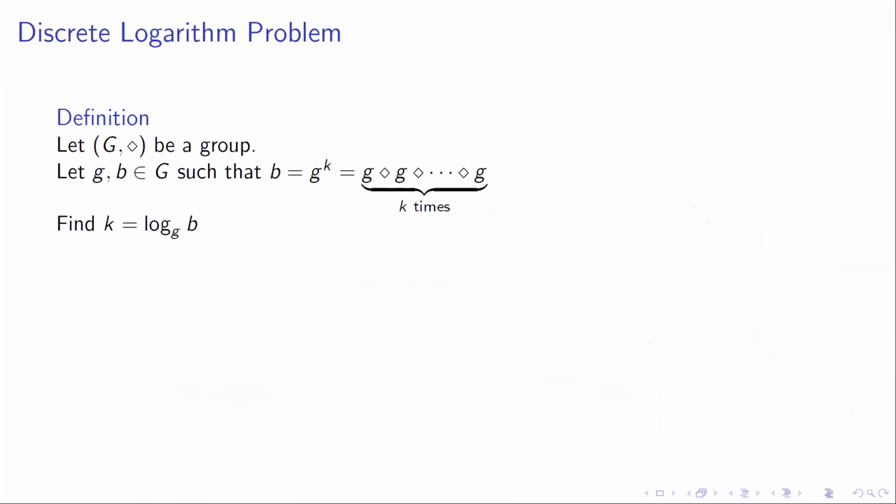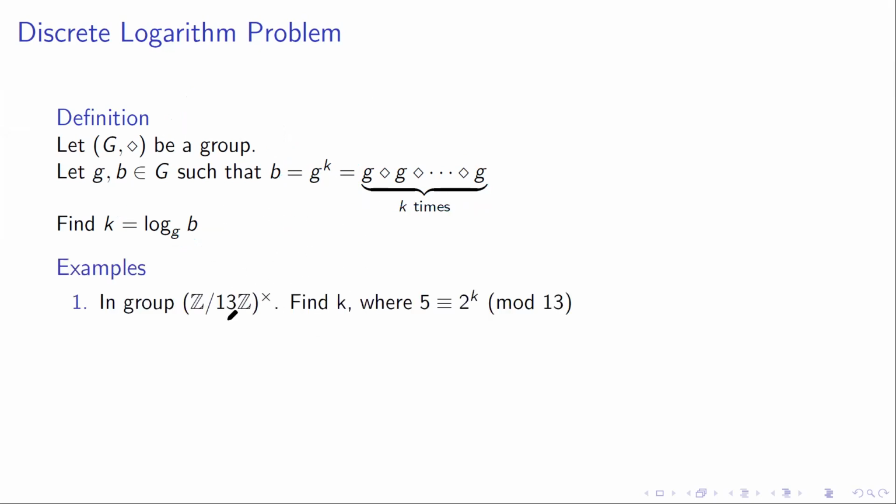Since I don't really have much time left, I'll just run through this part really quickly. What is the discrete logarithm problem? If I have a group G, and I do an operation on itself k times, and I return you the resulting element, which I call B, it's very hard for me to find K given G and B. So this is the discrete logarithm problem.